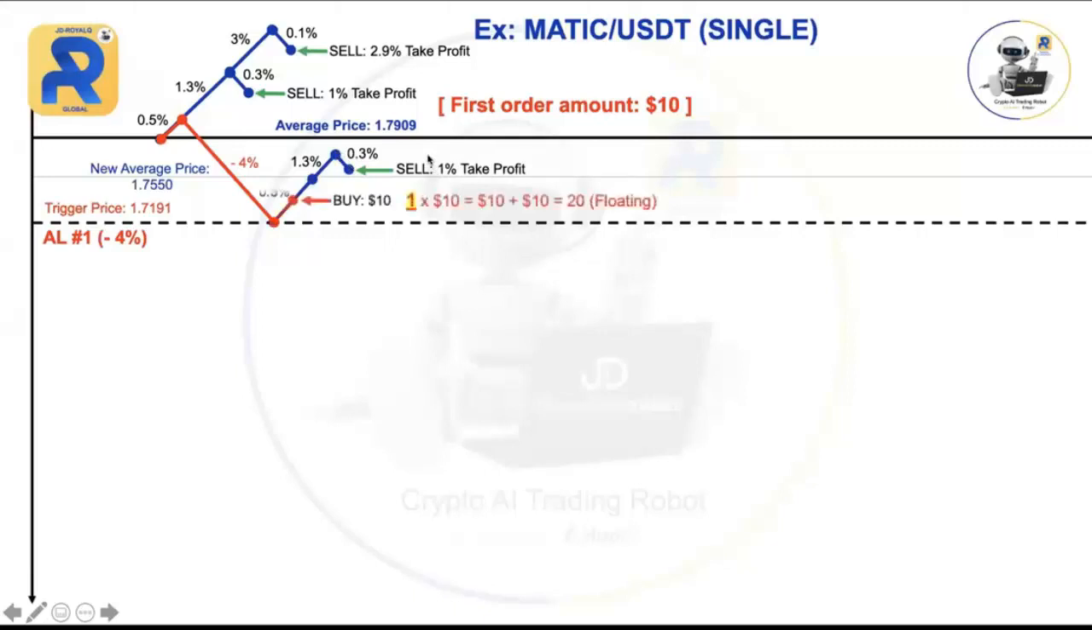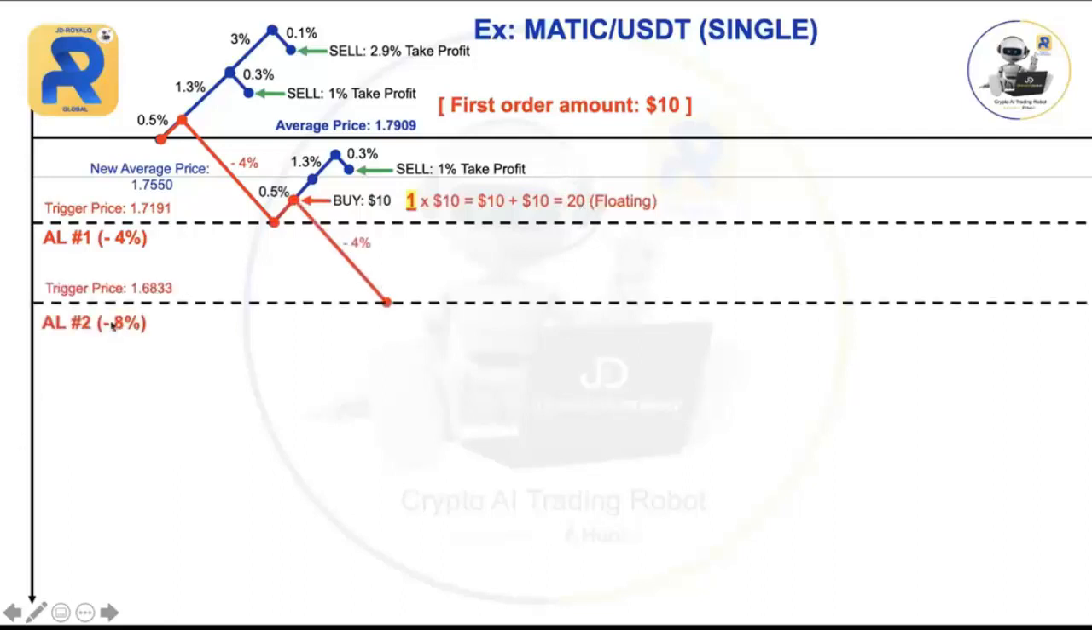Now, this 1% profit is now based on $20. Can you see that? It was based on $20 because when it hit my first anti-cut loss, or what I call the margin call, it will then buy another $10. So that will be 1 times 10, that will be $10. 10 plus the first order, 10, that will be $20. Can you see that? So if it sells in profit, I'll be profiting from the $20.